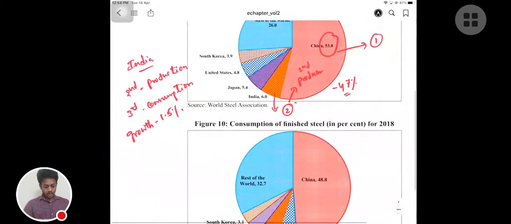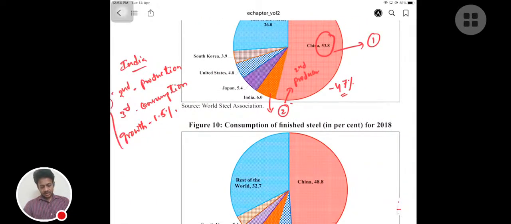But when it comes to the consumer, India is the third highest consumer. When it comes to the steel growth, that is just 1.5%, which you should remember. Rest of all, it is not required. Are you getting the point? So that is what is important.